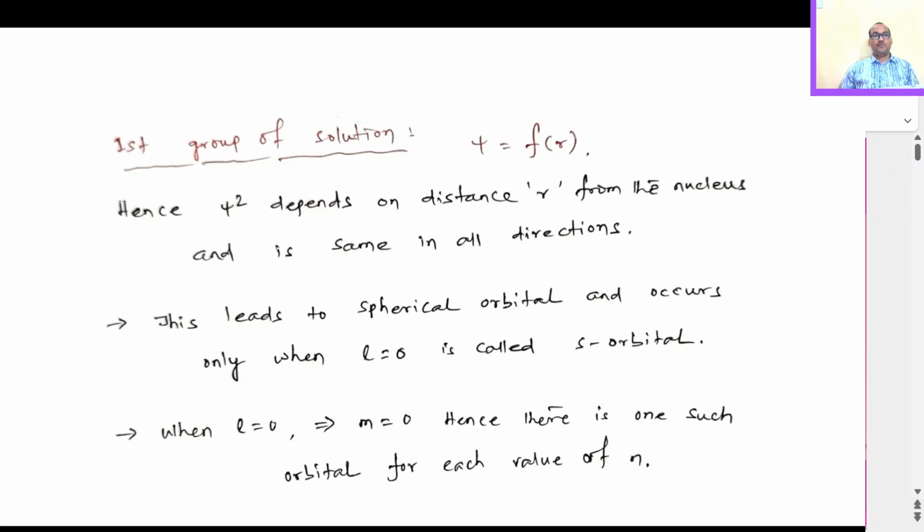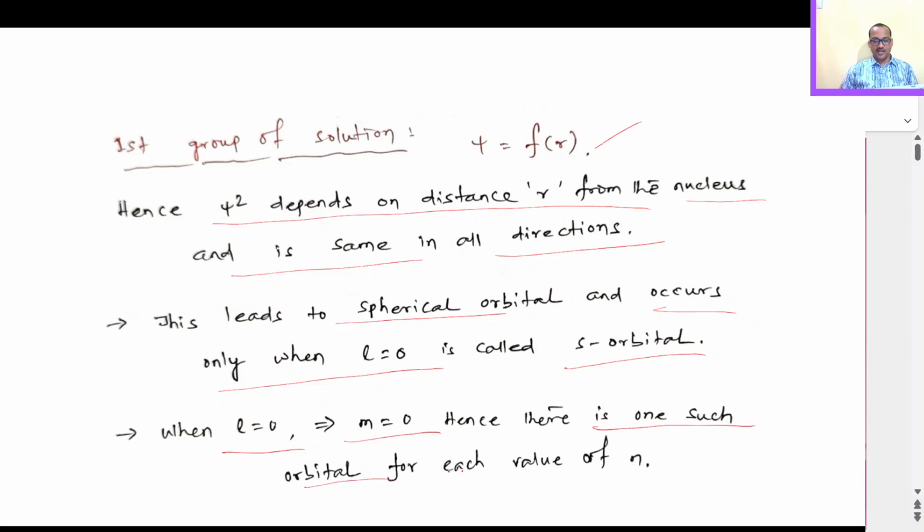When we go for solving the Schrödinger wave equation, the first group of solution is where psi is a function of r. So psi square depends upon the distance r from the nucleus and it is the same in all directions. This leads to the spherical orbital and occurs only when l equal to 0, that is called s orbital. When l equal to 0, we also have m equal to 0. Hence there is only one such orbital for each value of n.